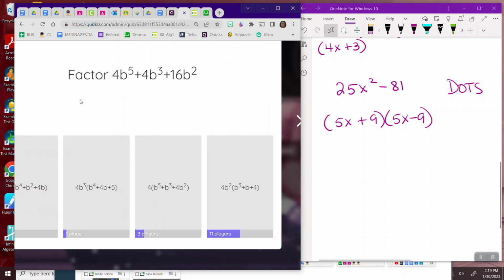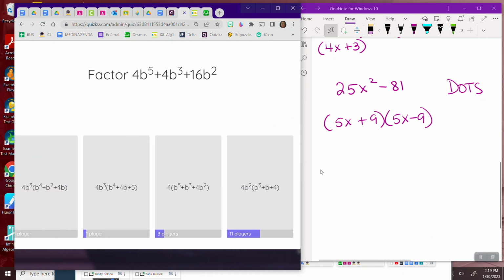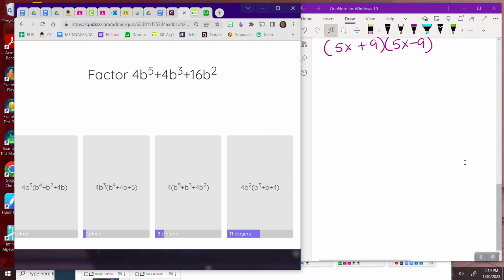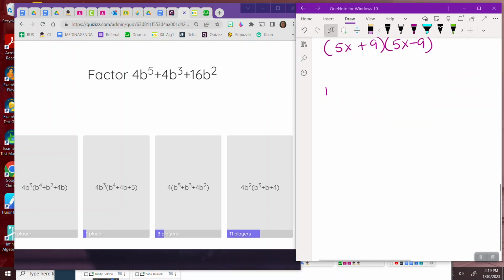I want us to factor this one. Just by the answer choices, this tells you that this is GCF factoring. Are we clear? And so you start looking at how many variables they have in common.